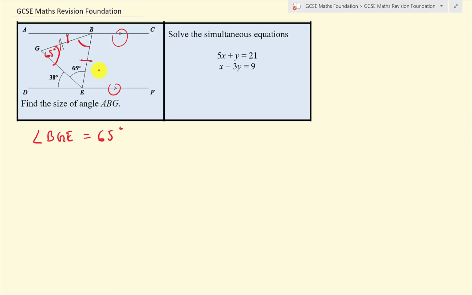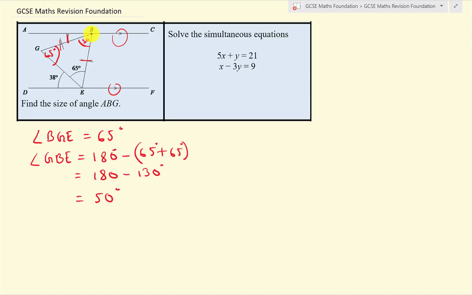Now let's find the third angle of the triangle, GBE, this angle here. Angle GBE is going to be 180 take away 65 and 65 degrees. So 180 take away 65 and 65 gives us 130, and that leaves us with 50 degrees. So this angle here is 50 degrees.